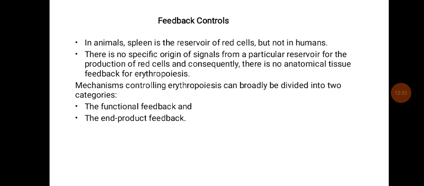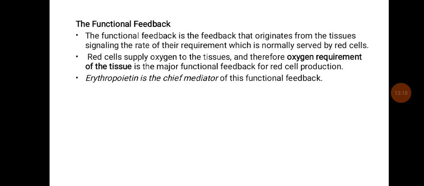In animals, the spleen is the reservoir for the red cells, but not in humans. There is no specific origin of signals from a particular reservoir for the production of red cells, and consequently there is no anatomical tissue feedback for erythropoiesis. The mechanisms of controlling erythropoiesis can be broadly divided into two categories: the functional feedback and the end product feedback.